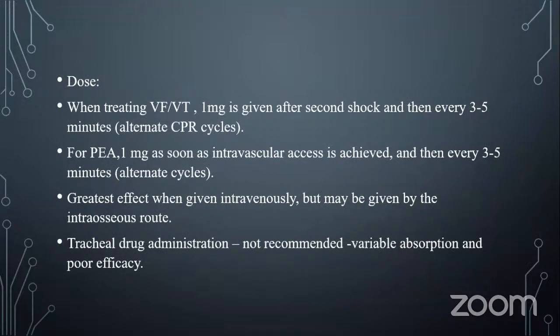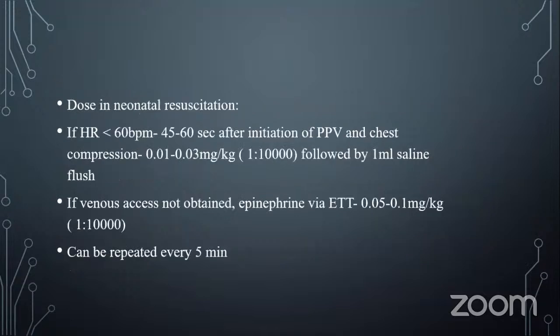When treating shockable rhythms like ventricular fibrillation and pulseless VT, 1 milligram is given after the second shock and then every 3 to 5 minutes. For pulseless electrical activity, 1 milligram is given as soon as intravenous access is achieved, and it is repeated in 3 to 5 minutes. It has the greatest effect when given intravenously, but it may be given by the intraosseous route. Tracheal administration of this drug is not recommended due to variable absorption and poor efficacy.